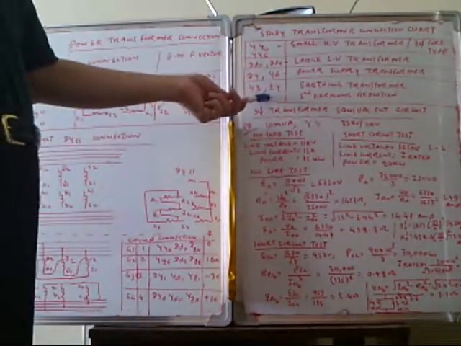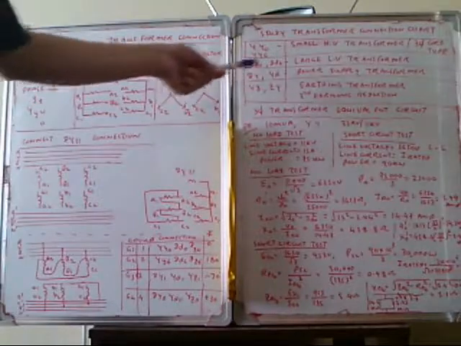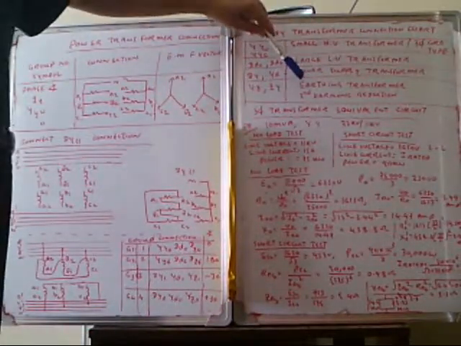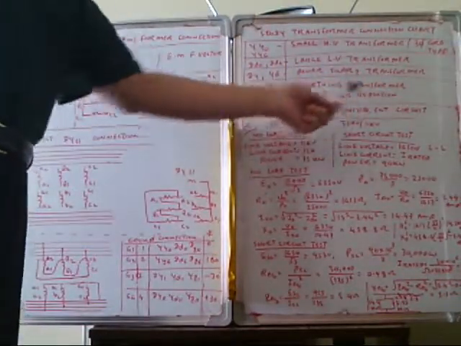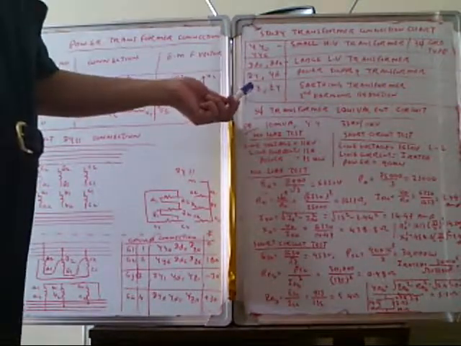And YZ and ZY: primary star, secondary zigzag (Z), or primary zigzag, secondary star. Those transformers are suitable for earthing transformers. By making the YZ connection, harmonics can be reduced. So for harmonic reduction, we use YZ and ZY for the earthing transformer.